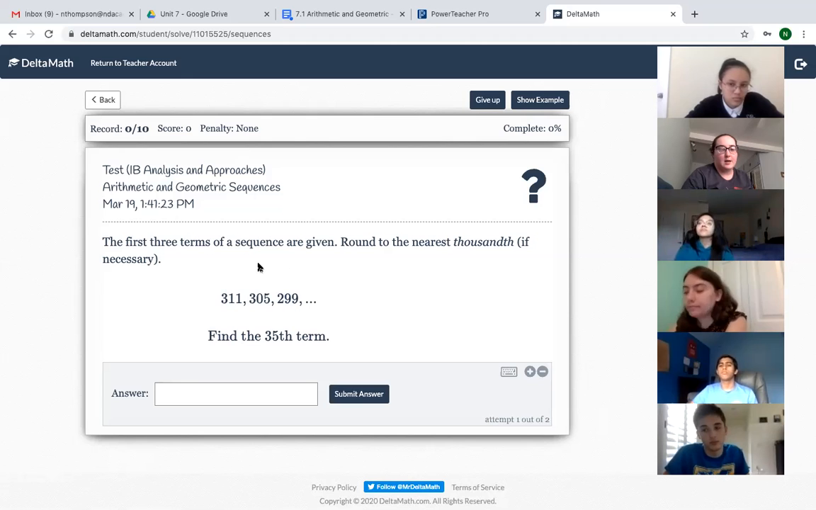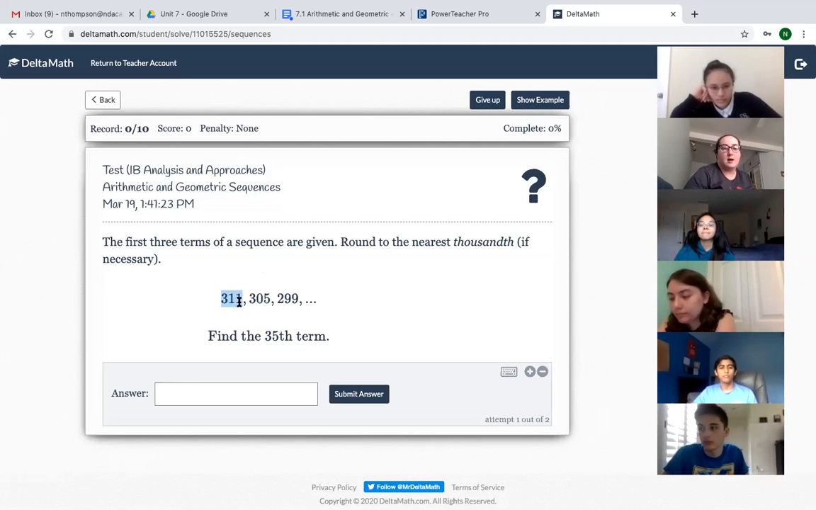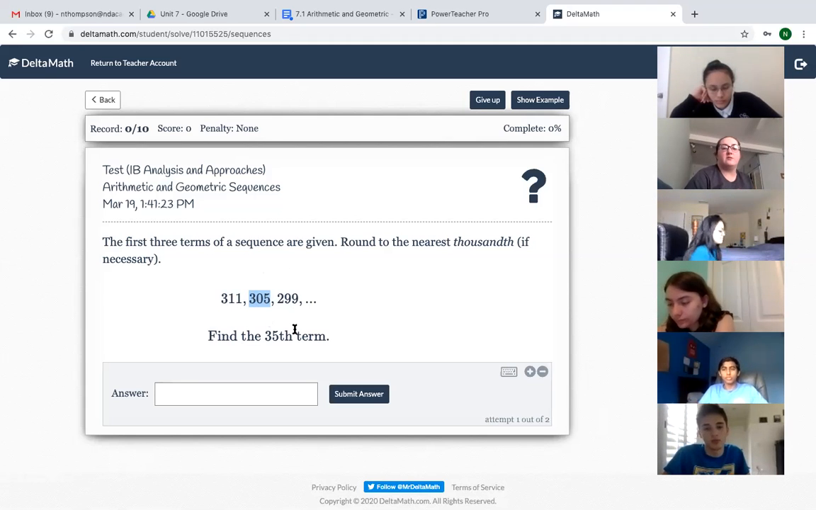One thing you can try is taking the first term minus the second term. So what would you get if you do 311 minus 305? 6. Okay, and then what's 305 minus 299? Also 6. Okay. So the common difference here would be -6 again.